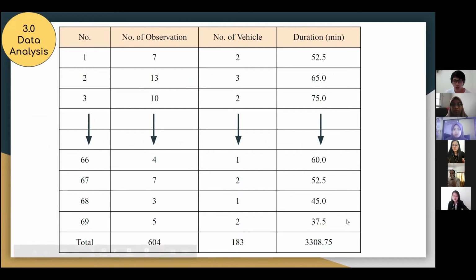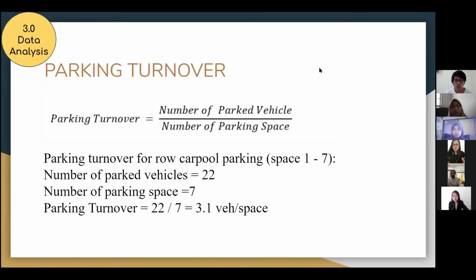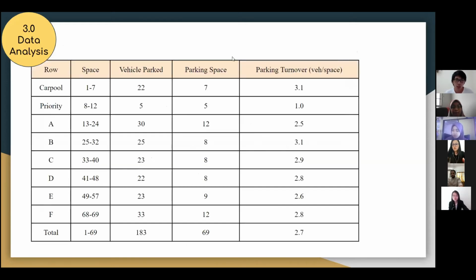We get all the durations, and after that we will calculate the average parking duration for each row and the whole parking lot. After that, we will analyze the parking turnover using the parking turnover formula. For row 1, the number of parking vehicles is 22 and the number of parking spaces is 7, and we get the parking turnover for the carpool parking row as 3.1 vehicles per space. And after that, we will tabulate all the rows for the parking turnover.